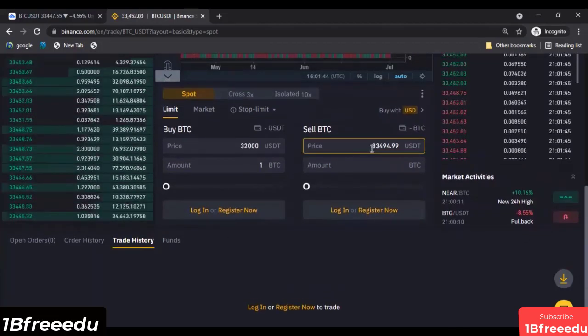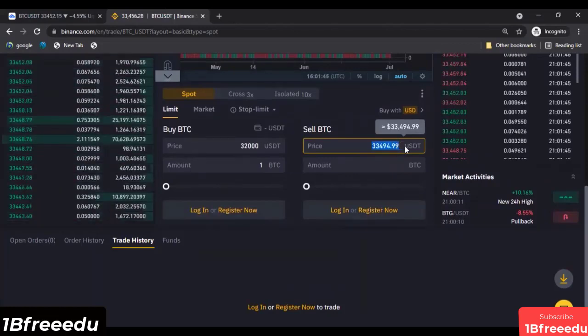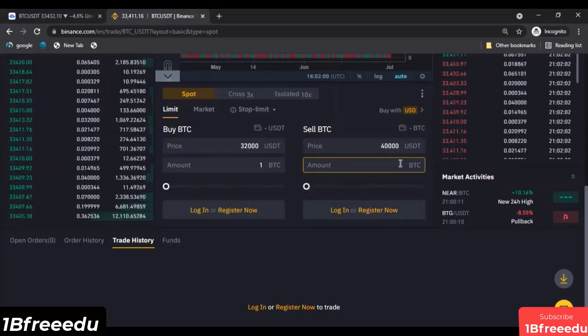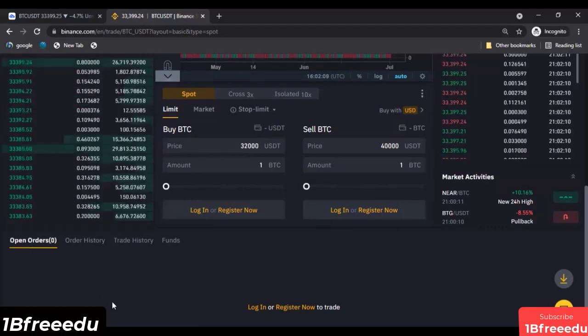Similarly, if you have bought at 32,000 and now you want to sell at 40,000, you just write BTC 40,000 and the amount of BTC, so the total BTC you want to sell at 40,000. If you want to sell 20%, you will adjust it from this. And if you want to sell all of your BTC, you'll just write here and then select sell now. Again, your open order will be shown to you right here.